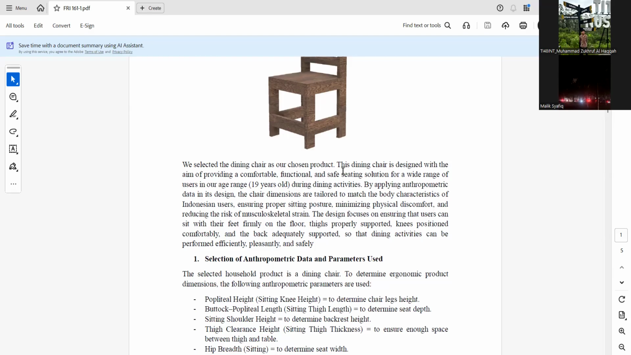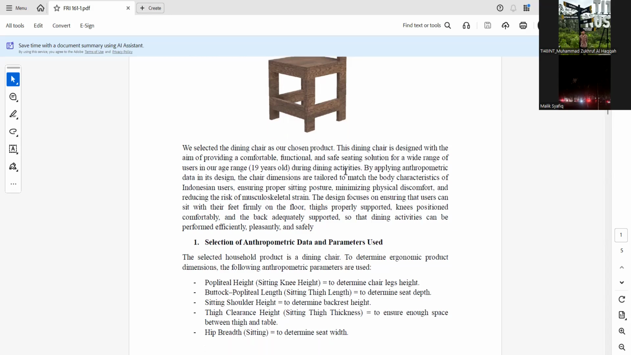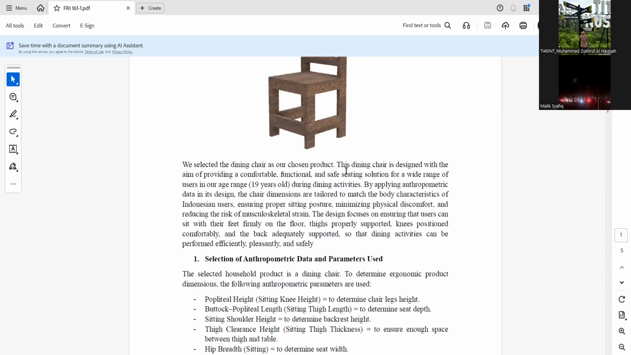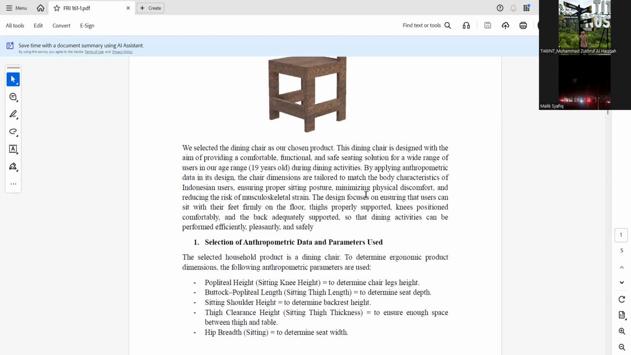So, why exactly a dining chair? We designed a dining chair because we would like to have a chair that is comfortable, easily accessible, and able to fit all needs, in this case with the previous criteria set in the question, which is the range of age of our own age. So we use a 19 years old teenager here. We have several parameters to be used.